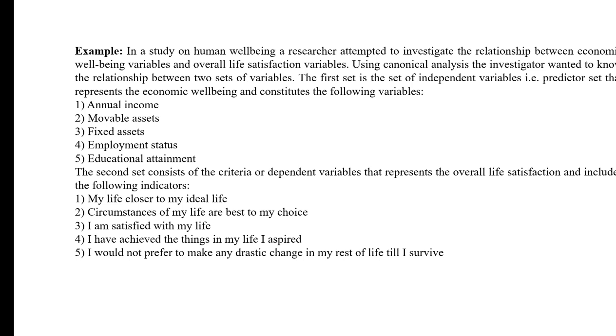And the second set is dependent variables that represent the overall life satisfaction and include the following indicators: the life is closer to my ideal life, circumstances of my life are best to my choice, I am satisfied with my life, I have achieved the things in my life I aspired, I would not prefer to make any drastic change in the rest of my life till I survive.